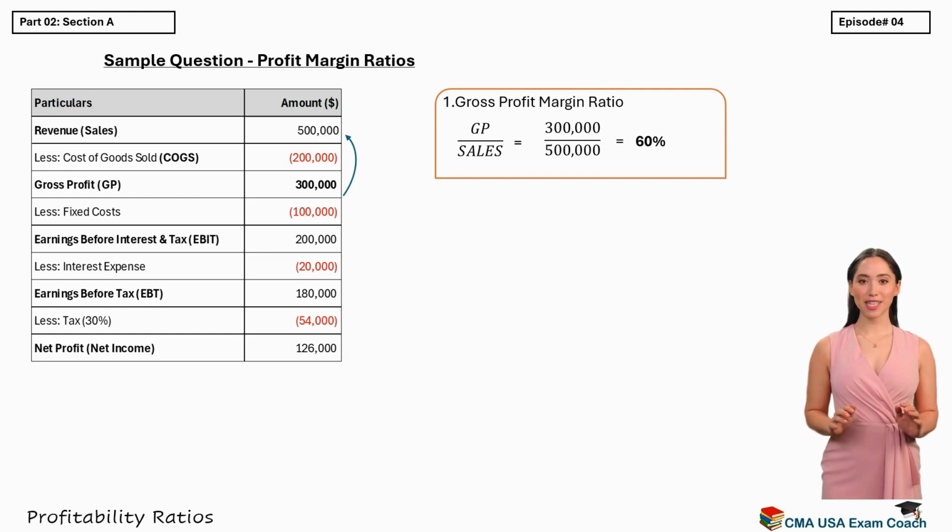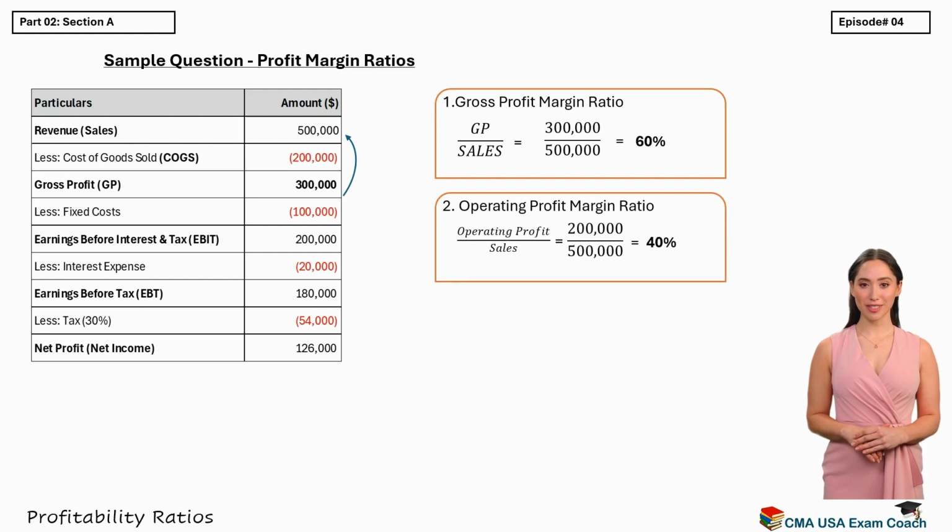Next is the operating profit margin. The formula is operating profit, or EBIT, divided by sales multiplied by 100. Here, EBIT is $200,000 and sales are $500,000. Dividing $200,000 by $500,000 gives us 40%. This tells us that 40% of the revenue remains after covering both direct and operational expenses. It reflects the company's operational efficiency and the profitability from its core business activities.